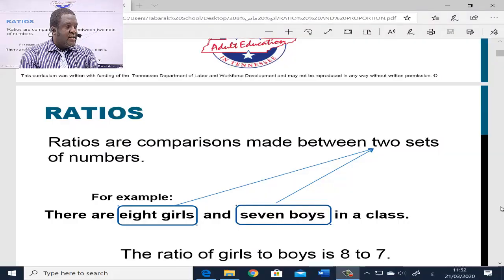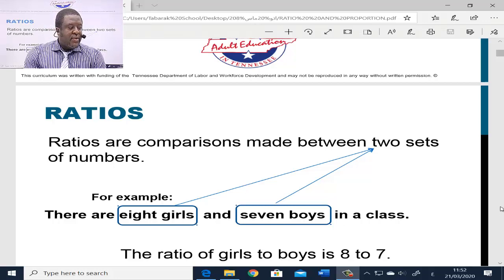Now, I'm going to teach the grade 8 students the lesson about ratio and proportion. Quickly, I want to start by introducing to the students what a ratio is. Ratios are comparisons made between two sets of numbers, not necessarily between two, but between two or more numbers.